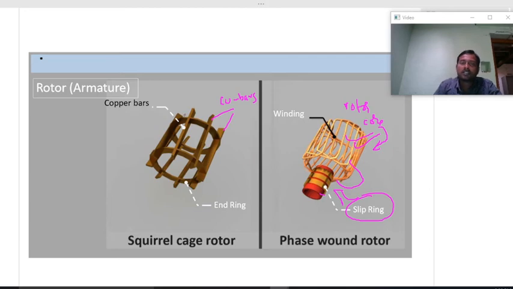These copper bars are also placed in the rotor slots. And look at this one. These are the end rings. This is one ring and another ring. These are called end rings. End rings are used to support the copper bars. This setup makes the rotor of the squirrel cage induction motor rugged and strong.